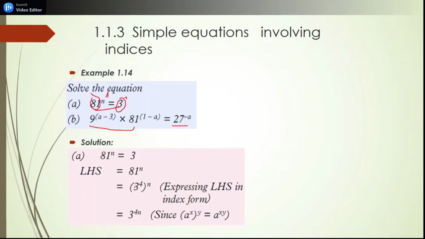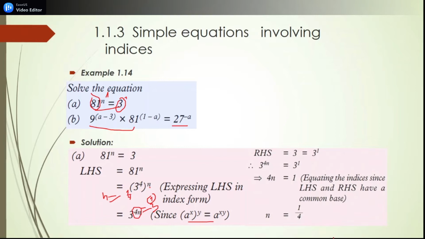81 is like 3 power 4. Then when we multiply by n, we get 3 power 4n from this property. Then this one is equal to 3 power 1, as it is given in our equation. Then 4n is equal to 1, which means n is equal to 1 over 4.